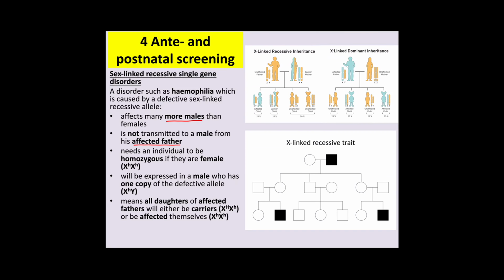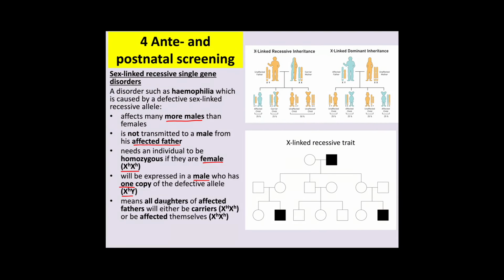It needs an individual to be homozygous if they are female, okay? So this here is the genotype of a female who has a sex-linked condition. You see they need two recessive alleles, two lowercase h's there on their X chromosomes to get the condition. They'll be expressed in a male if they have one copy of the defective allele, and that's because it's expressed on the X chromosome only and not the Y. So therefore, because males only have one copy of an X chromosome, they only need one copy of a defective allele to have the condition, okay? And that's a good one to remember for males as well. They only need one copy.